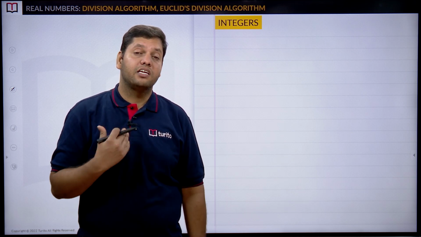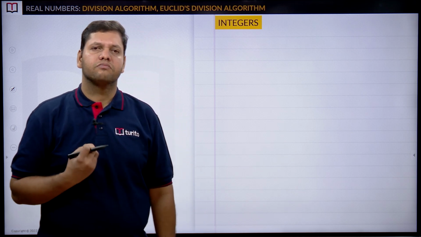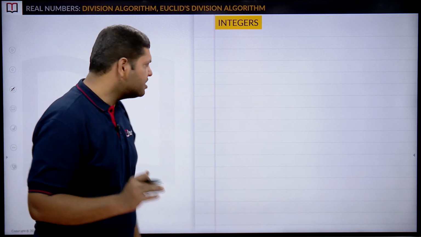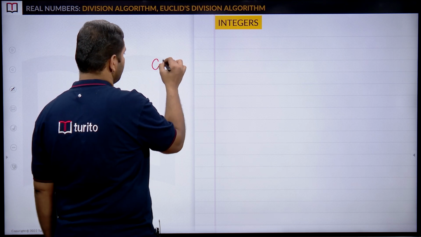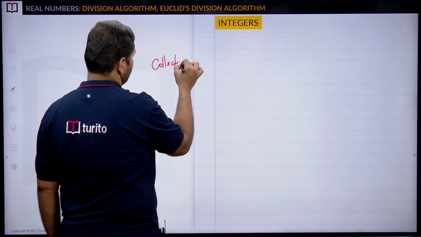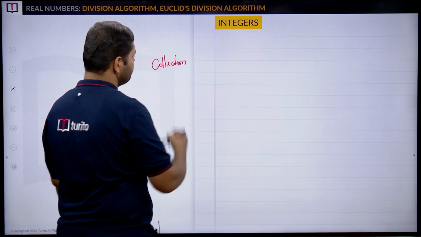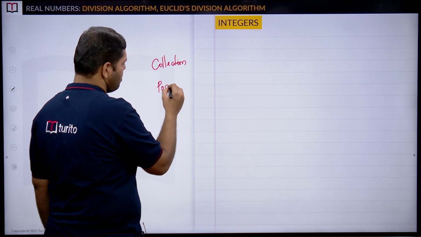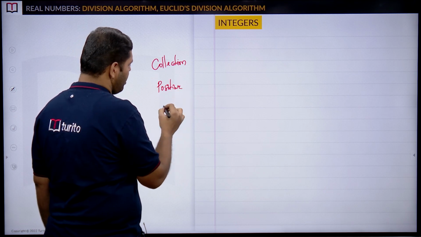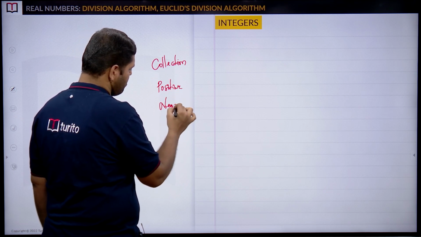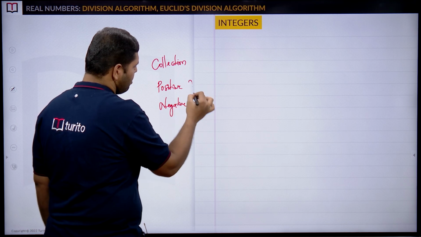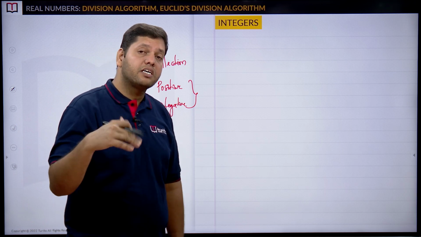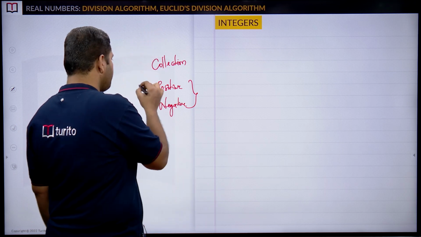Please tell me, children, what is the integer? How can we define integer? So very simple, children. Integer is nothing but the collection. Children, what is the meaning of collection? The collection of positive and negative. The collection of positive and negative. So this complete collection, we can say the set of integers. Okay.